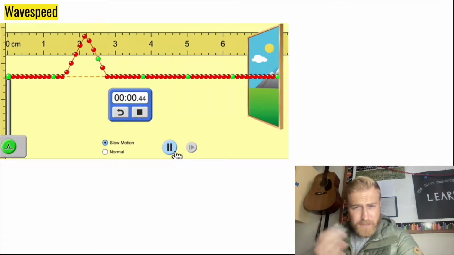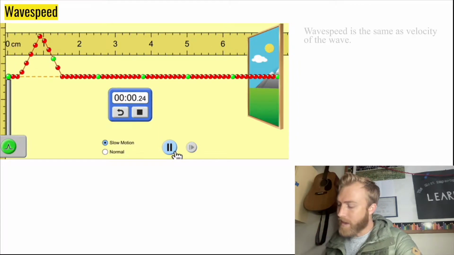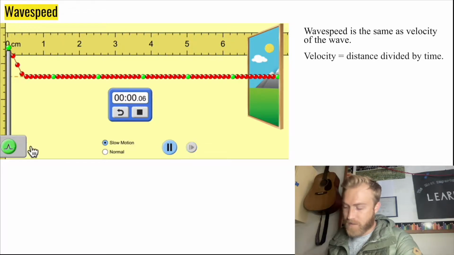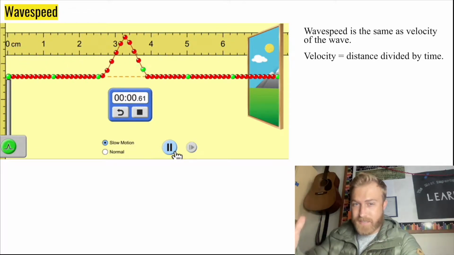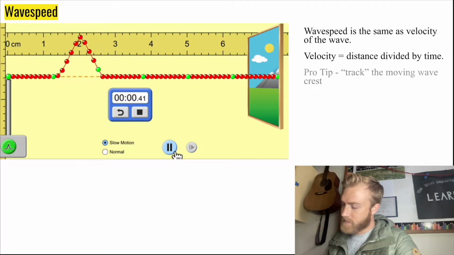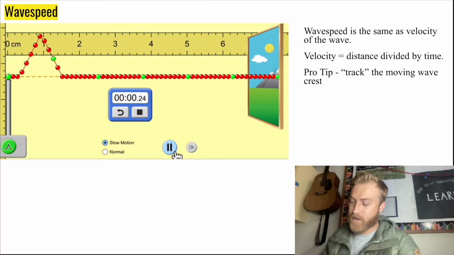Now, let's go through these variables one by one and see if we can understand them better. So wave speed, just the same thing as the velocity of a wave. Don't overthink it. And velocity, of course, is the distance that you travel divided by the time that you travel that distance in. Distance divided by time. So my pro tip is you track the moving crest of the wave.